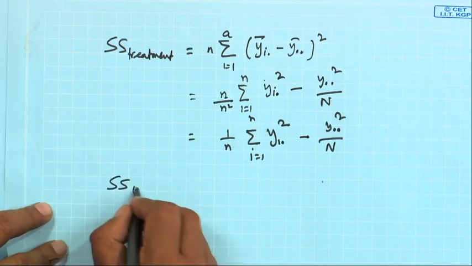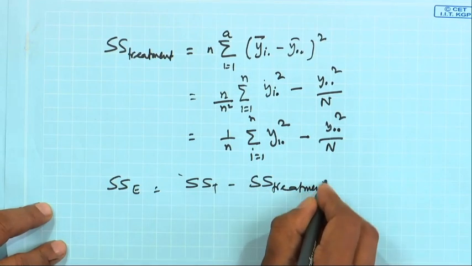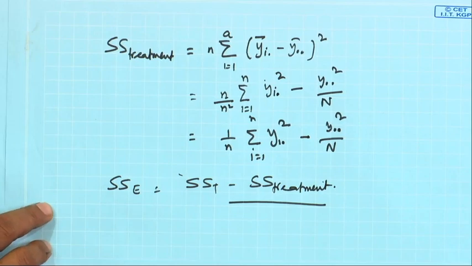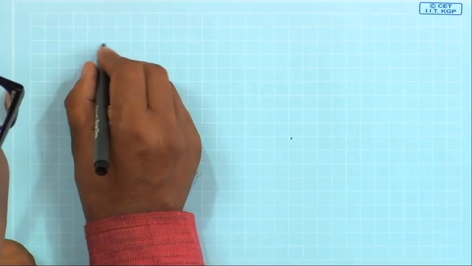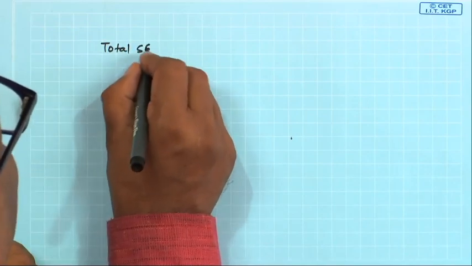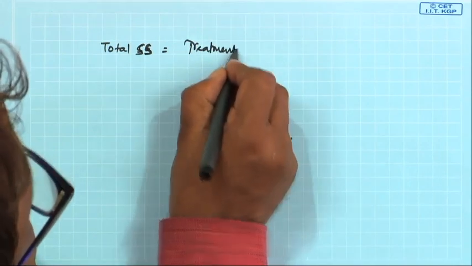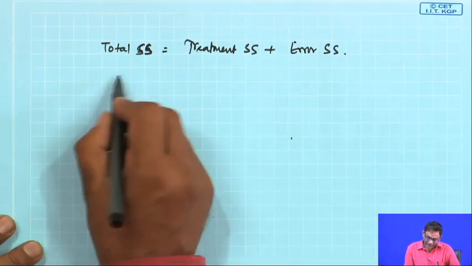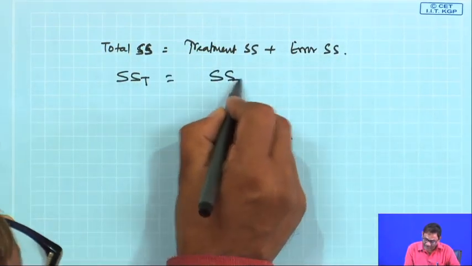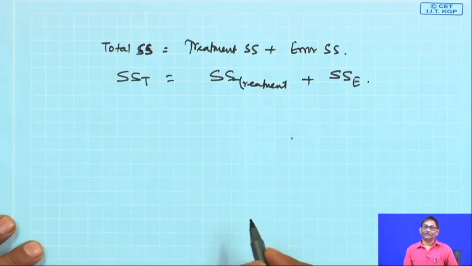Then SSE is a simple subtraction, SST minus SS treatment. So, this is the formula we will be using. I am repeating the sum square decomposition: the total sum square, SS means sum square, equals treatment sum square plus error sum square. This is SST equal to SS treatment plus SSE, error. I am repeating this because this is very important.